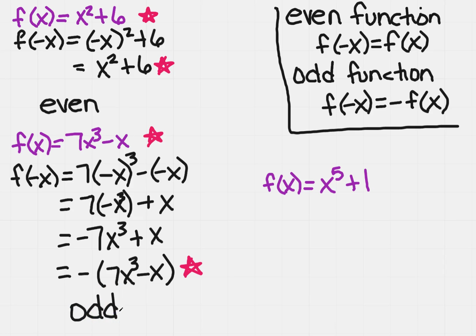Now, of course, there's a last one. You're probably saying, yep, it's going to be neither. Well, maybe it is and maybe it's not. But we need to know why if the answer is neither. So I'm going to plug in f of minus x. Everywhere there's an x, I'm going to put in minus x.